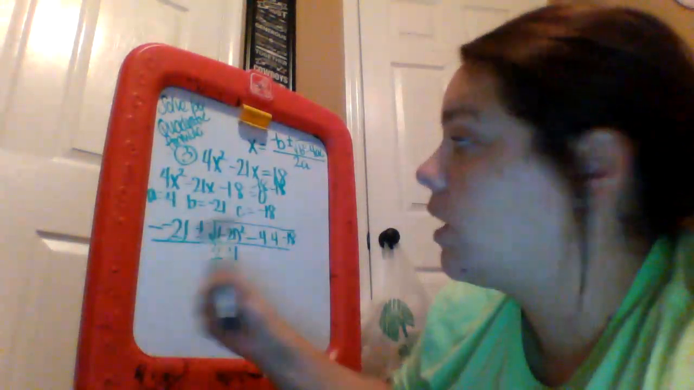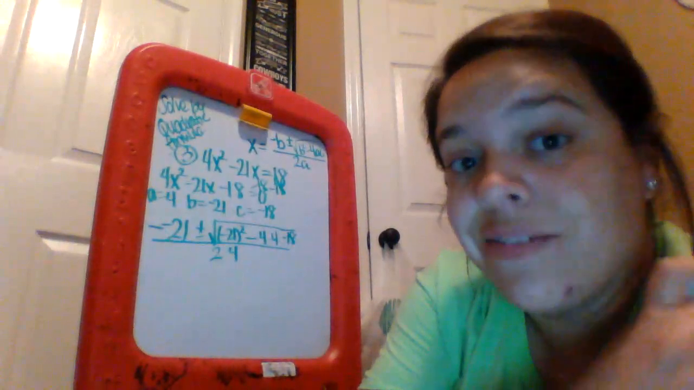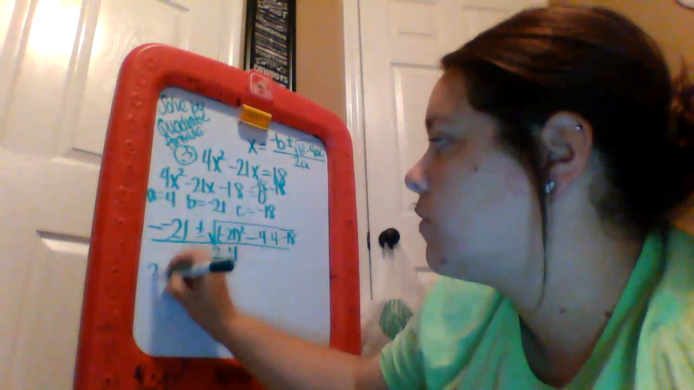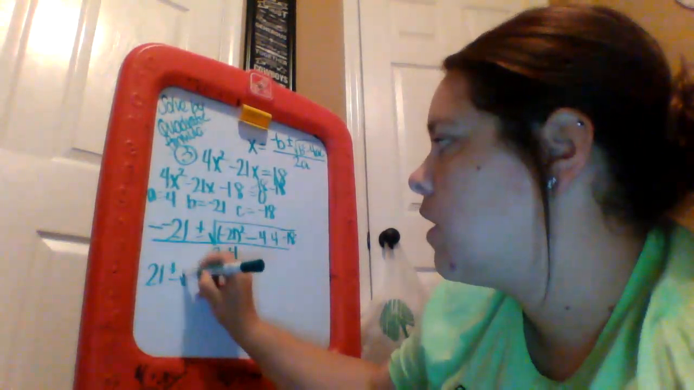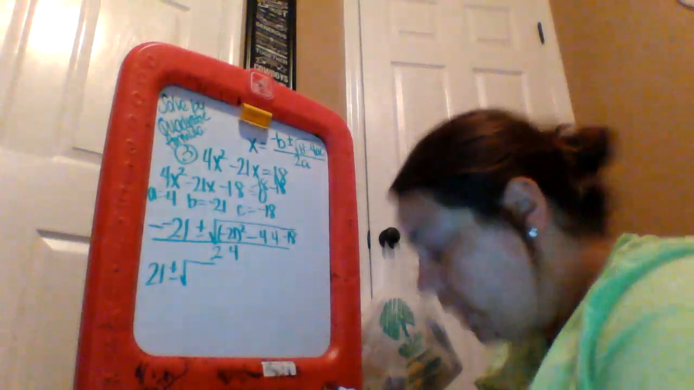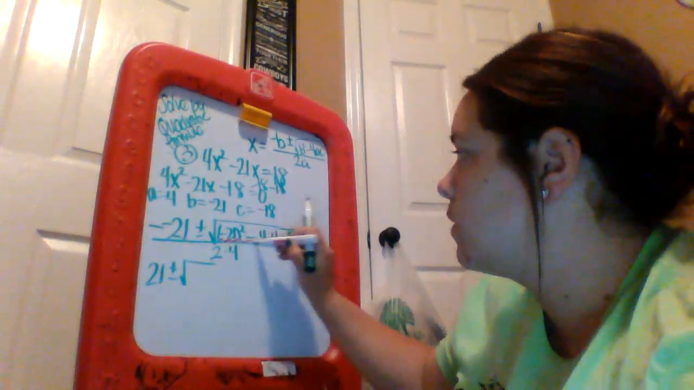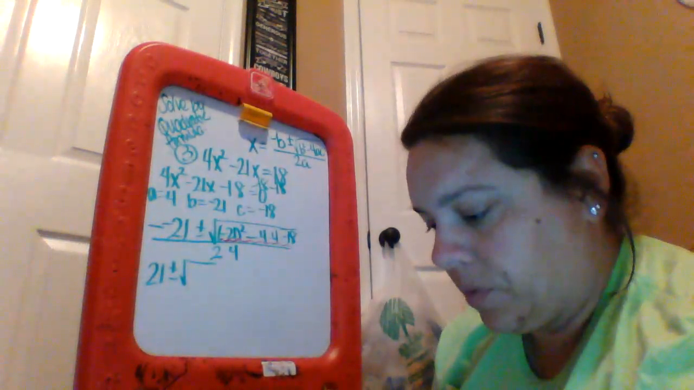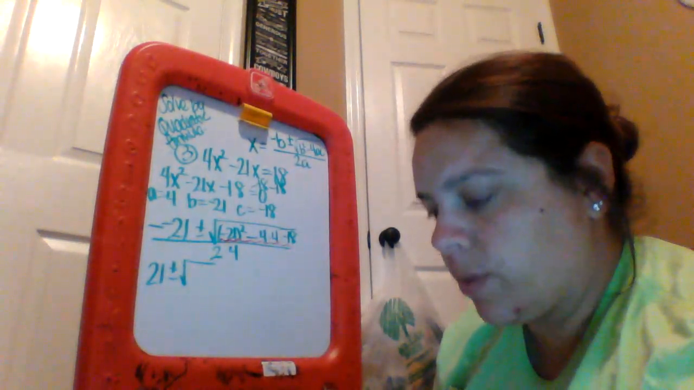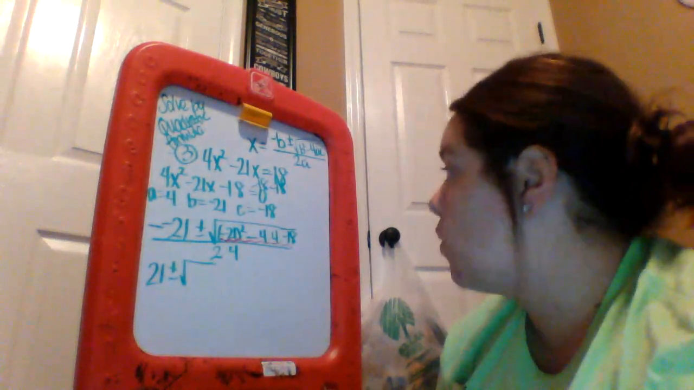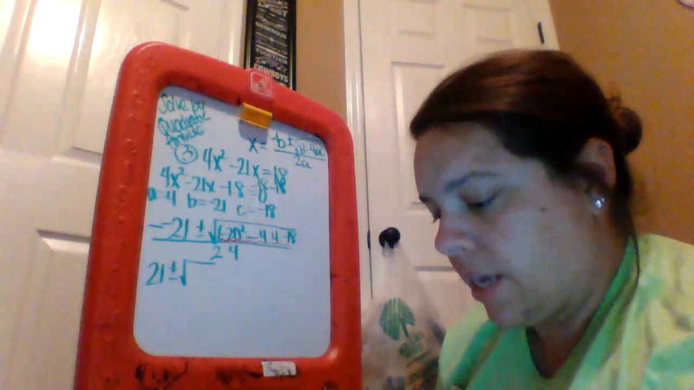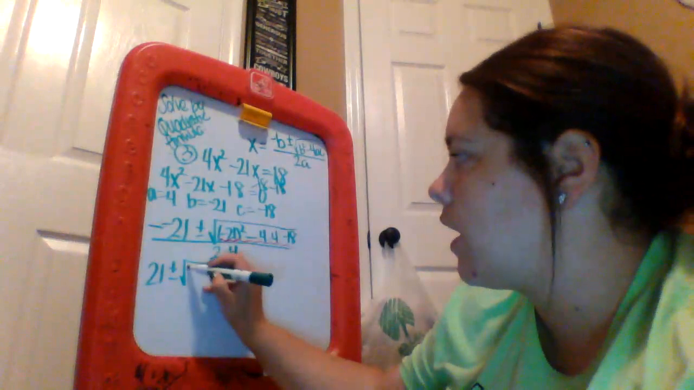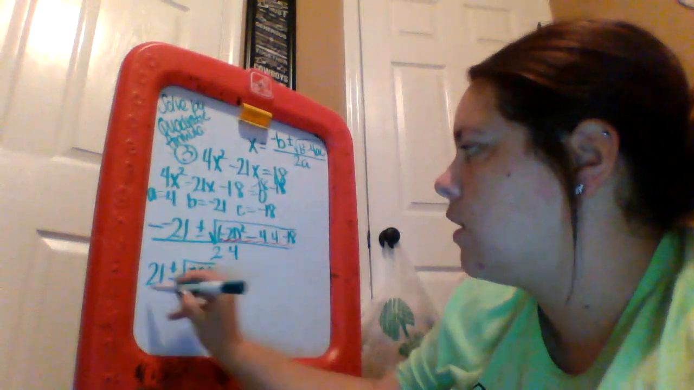All right, so we're going to clean it up. So a negative 21 is positive 21. And then I'm going to use my calculator again, just to type in that part only. So parenthesis, negative 21 close parenthesis squared minus 4 times negative 18. And I got 729 over 2 times 4 is 8.